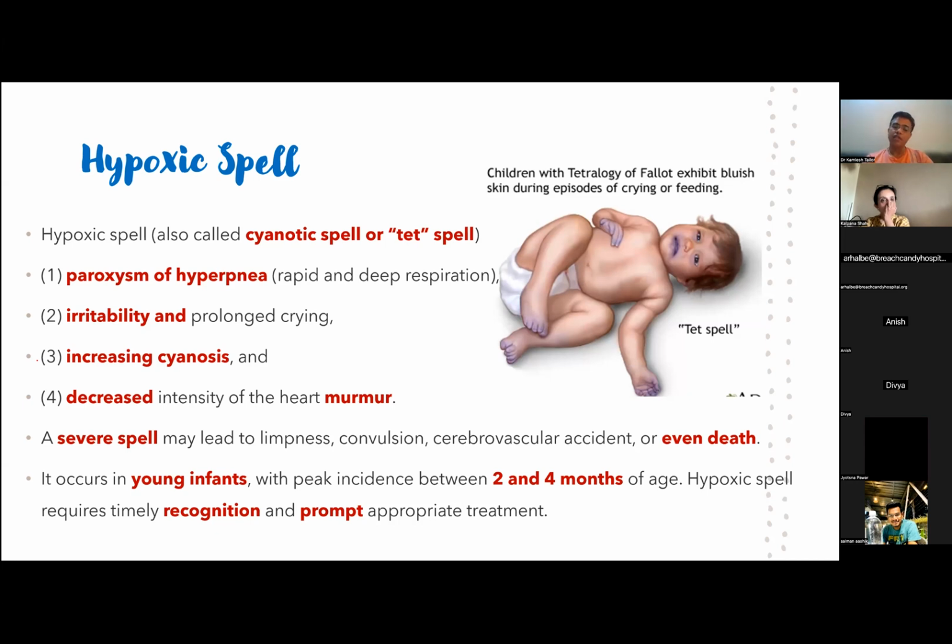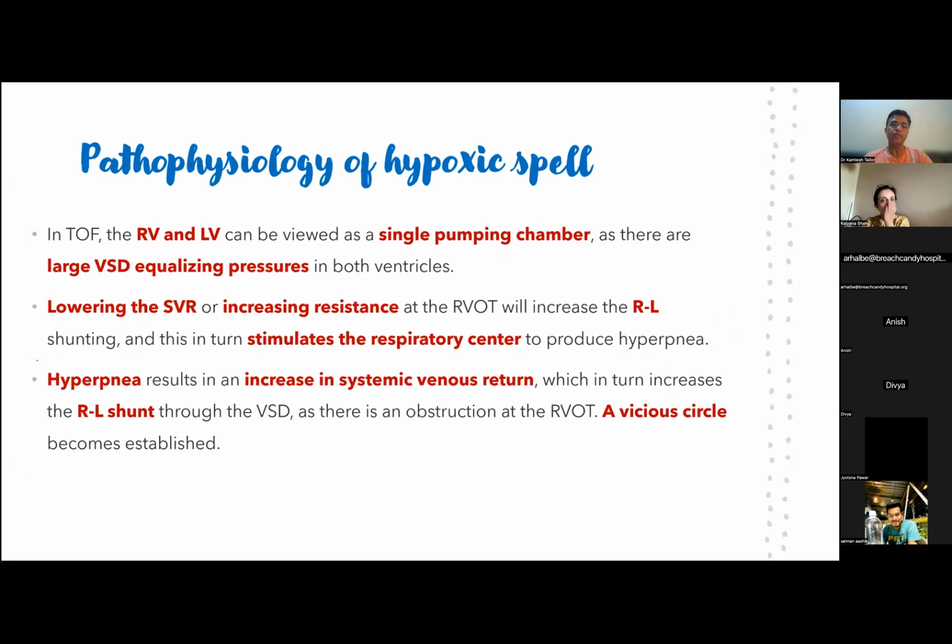It occurs in young infants, and the peak incidence is between 2 to 4 months or 2 to 6 months. Hypoxic spell requires timely recognition and prompt initiation of treatment. As for the pathophysiology, in tetralogy there is the RV and a large VSD. It acts like a single pumping chamber, and there is equalization of pressure of RV and LV. A lowering of SVR or increased resistance across the RVOT will lead to right to left shunting.